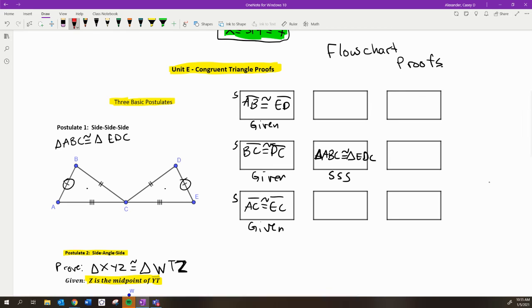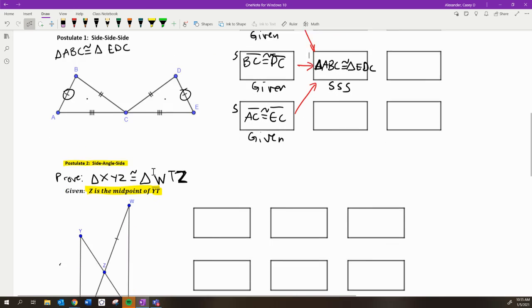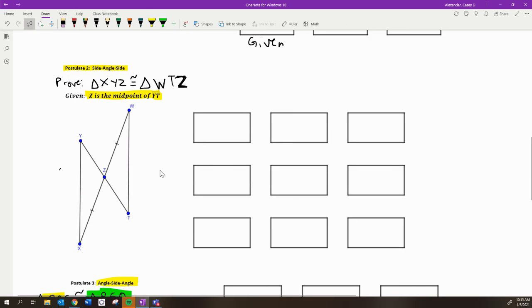Now, a very important part of a flowchart proof is I show how the information flows. And in order to use side, side, side, I have to have 3 different sides that are congruent. So I draw these 3 arrows, right? And the 3 arrows going into this box here come from the 3 different pieces of evidence that prove that the 3 different sides are congruent. Let's do one here that uses side, angle, side.